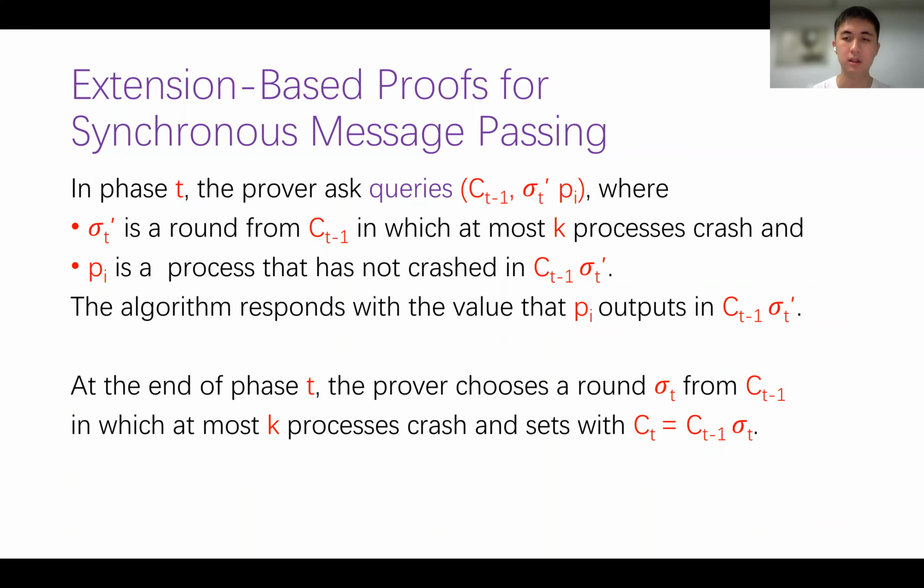In phase t, the prover considers configurations that can be reached from C_{t-1} by a one-round schedule in which at most k processes crash, and asks what each active process outputs in those configurations. At the end of phase t, the prover chooses a one-round schedule σ_t from C_{t-1}, in which at most k processes crash, and sets C_t to be the resulting configuration.